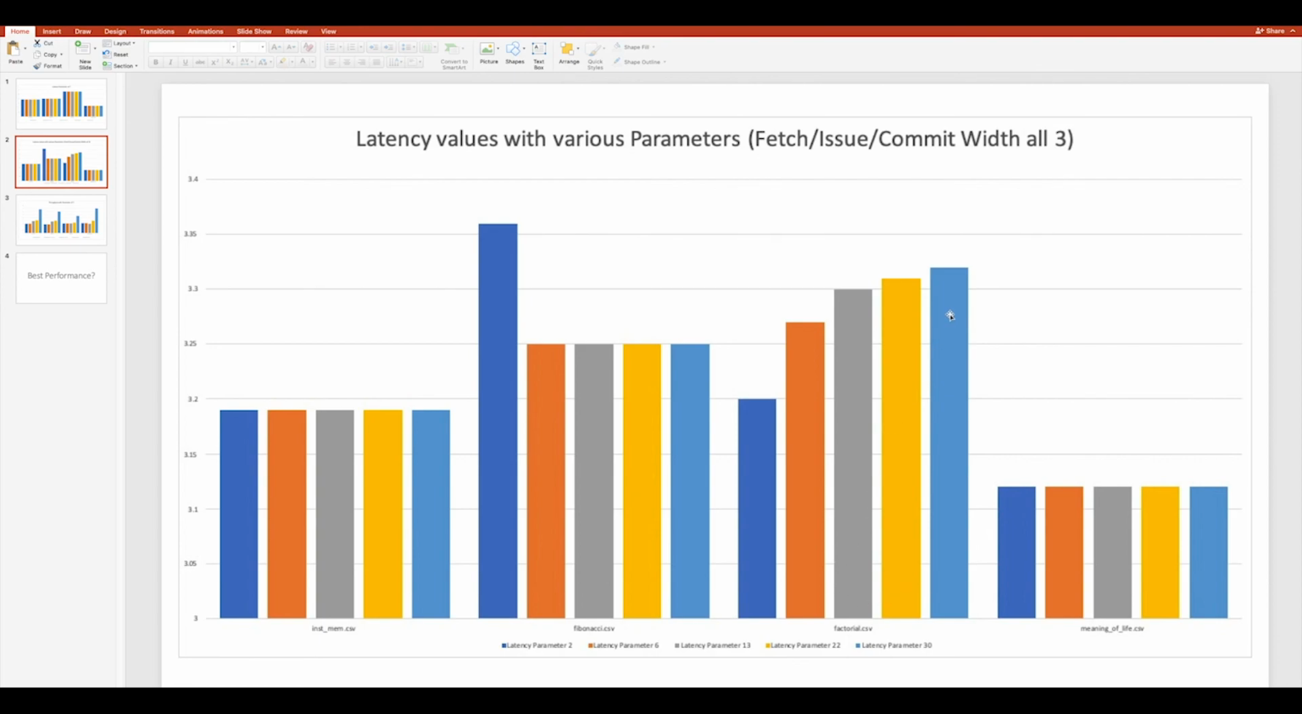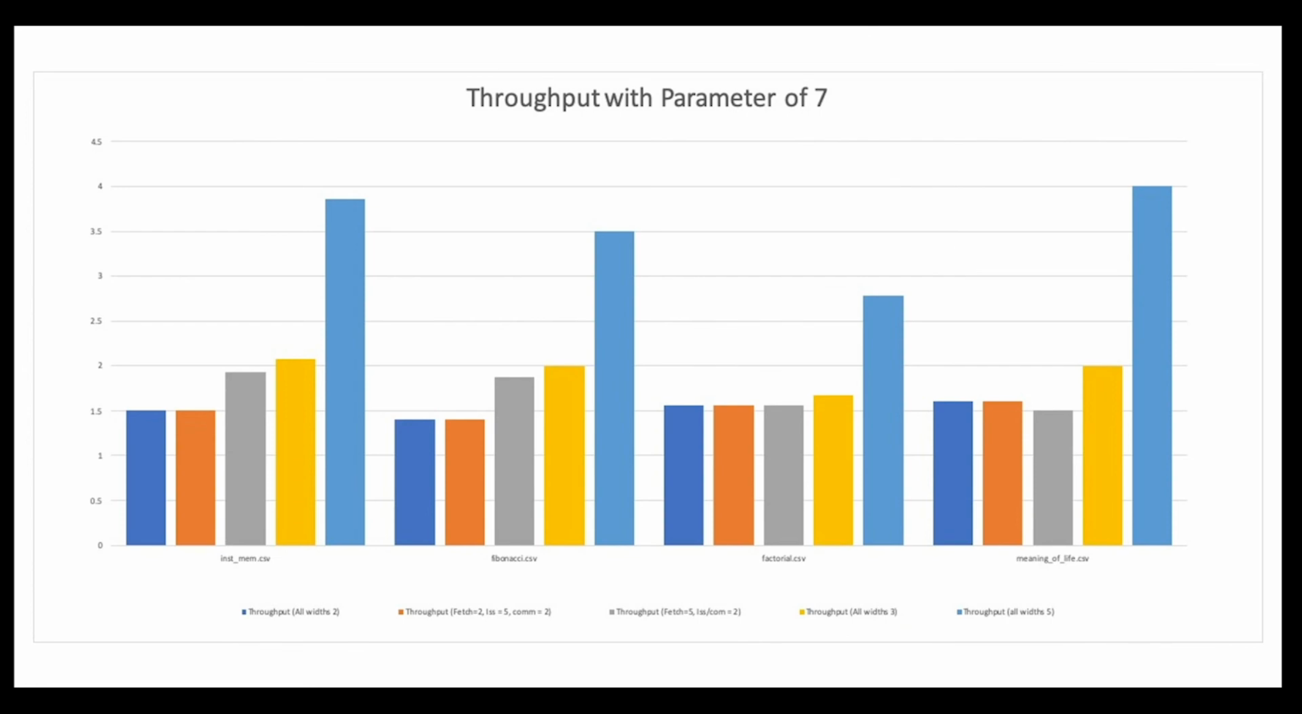For factorial CSV, as you increase the parameter, the latency increases. However, the higher the parameter, the smaller the change between consecutive parameters. As you can see, the higher the width, the better the throughput. For the width, the smallest width between fetch and issue dictates the maximum throughput, and the commit width has no effect.